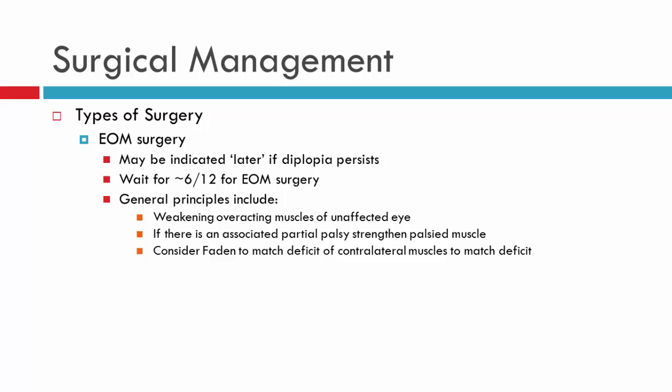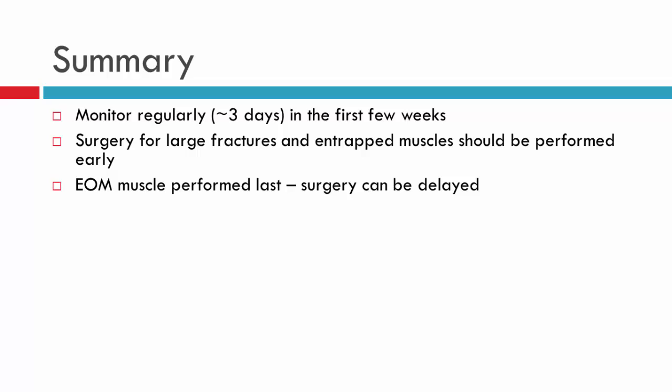So where you have a patient who you don't want to have an impact in primary position, the eyes are relatively straight, and you have a limitation in a position of gaze, you can look at matching the deficit using a Faden procedure, so that you can limit the eye movement of the contralateral eye in the same direction as the other limitation. In summary, these patients, when they present, need regular monitoring at the beginning.